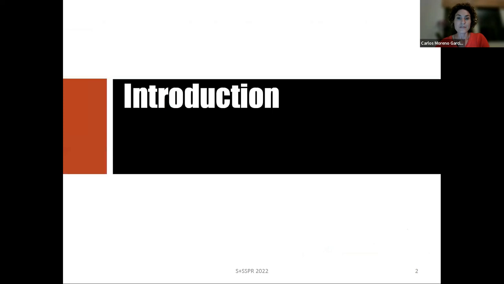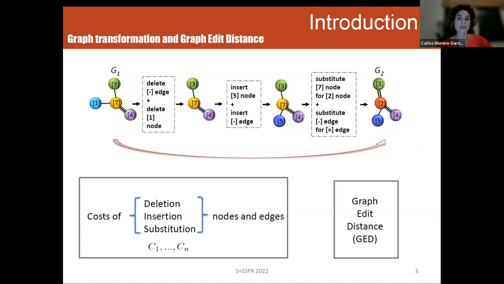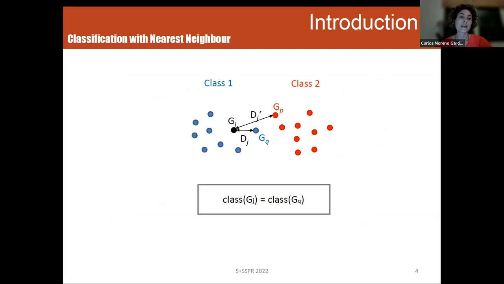First of all, I would like to speak a bit about the graph edit distance. As you know, if we have two graphs and we want to transform one into the other, the graph edit distance framework considers the cost of deletion, insertion, and substitution of nodes and edges. So we have these operations, and we can give them costs that we will call C1 or CN during the presentation.